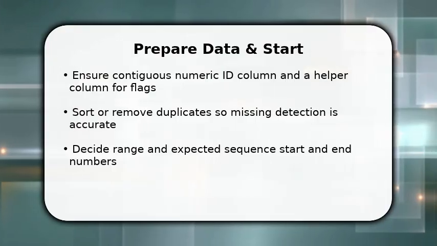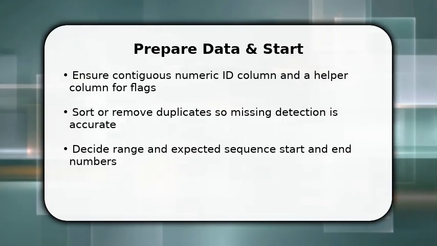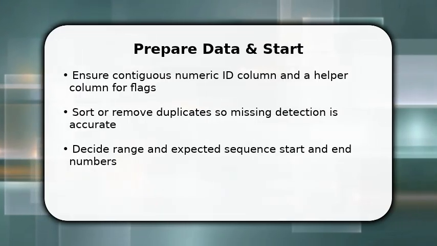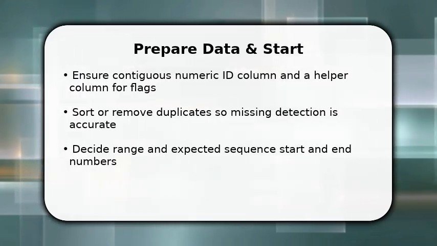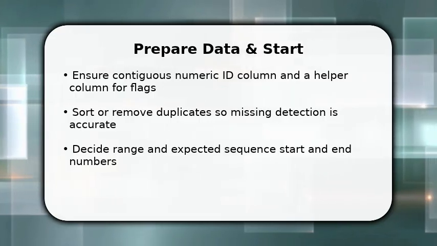You have a column of ID, so begin by verifying the numeric format and removing blanks that break formulas. Once done, create a helper column next to your ID and enter the first formula to identify gaps. Use a simple difference check between a cell and the prior cell.